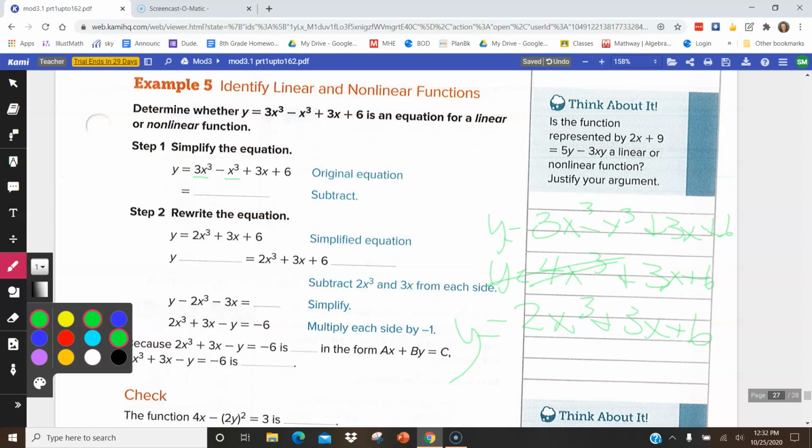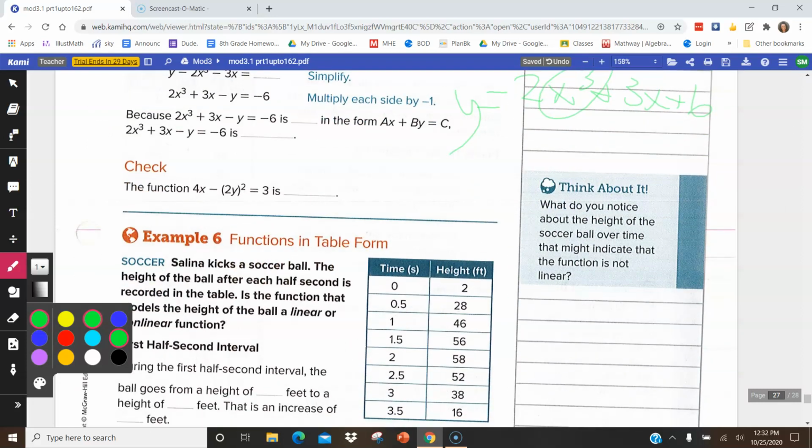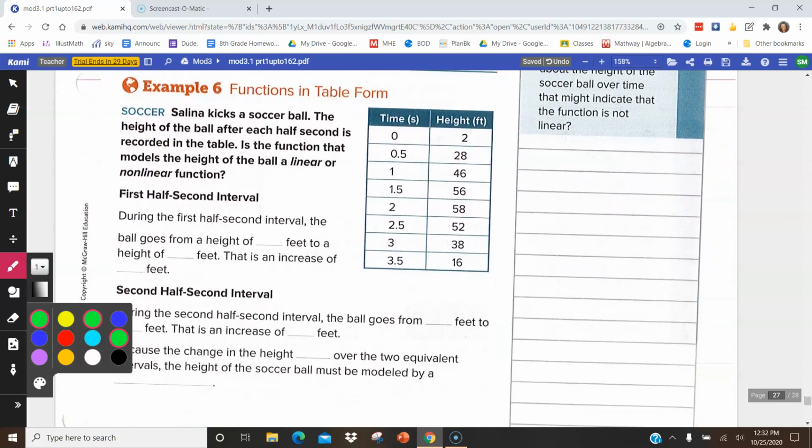The 2 is still a problem. I cannot simplify that because of this power of 2. Okay, so it's not going to be a line. In other words, it's not a linear function. Go ahead and do the check. We'll check that on our next class period. Hit pause, and now we'll talk about number 6 when you get back.